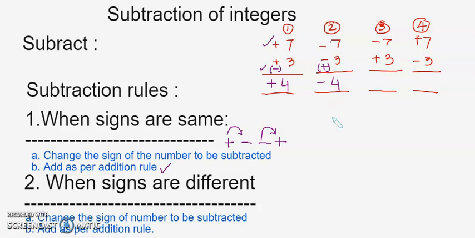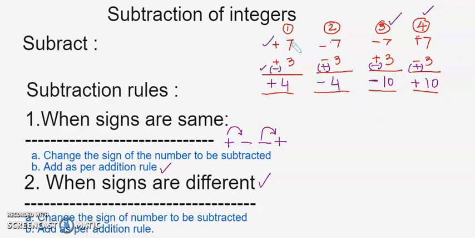Next situation is when signs are different. In examples 3 and 4, you can see we are using different signs, minus plus or plus minus. So the first step is we will change the sign, so plus becomes minus and minus becomes plus, and follow the addition rule. Addition rule says when signs are same, we give the same sign and add the numbers. 7 plus 3, 10. So this is plus 10, this is minus 10.